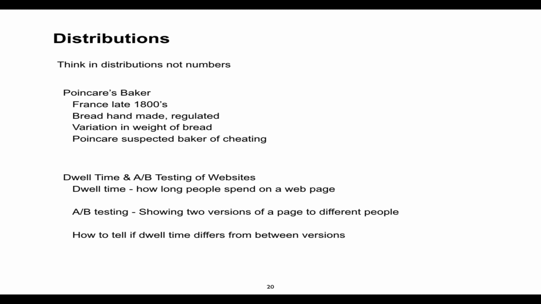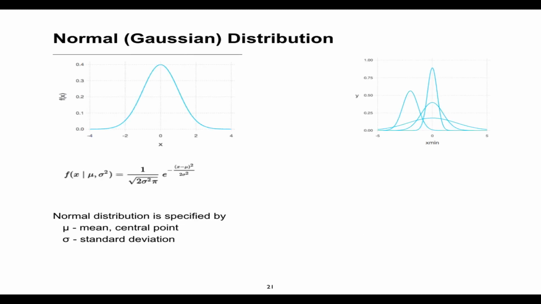And so the idea is like making distributions, right? And then we'll look at another example, but the Poincaré story, right?